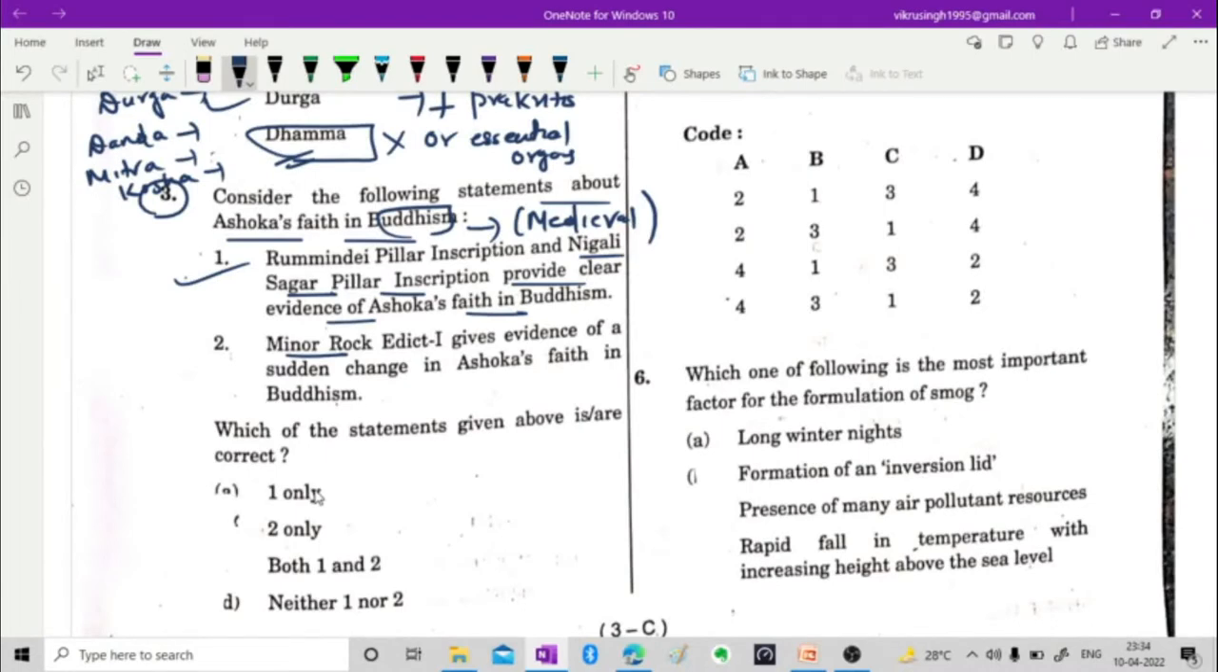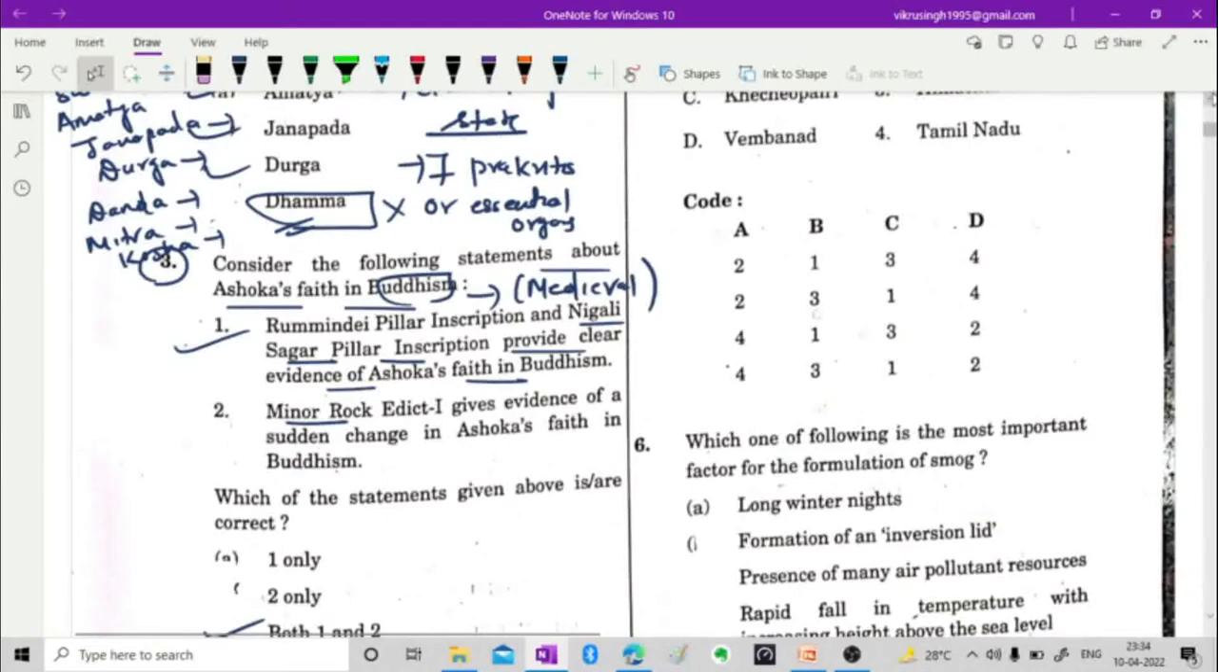So the major pillar edicts of Ashoka refer to those exclusively inscribed on the pillars of Ashoka. So this is very important. There both options are correct, and the correct option is 3. Which of the statements is correct? So the correct option is this one.